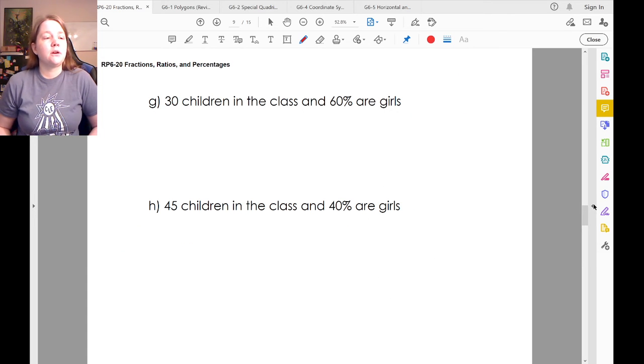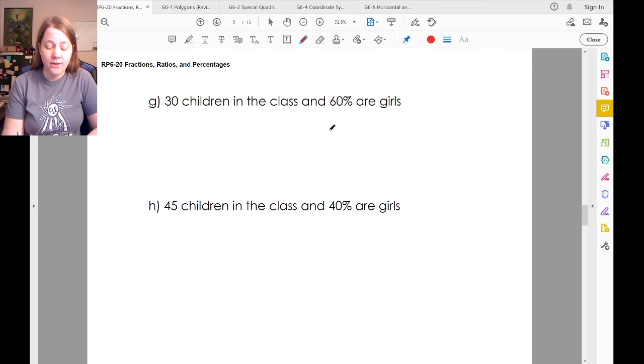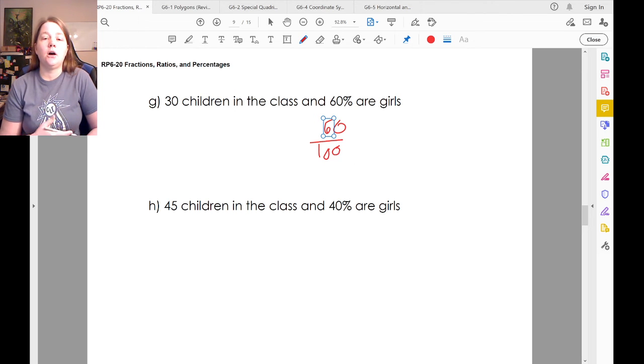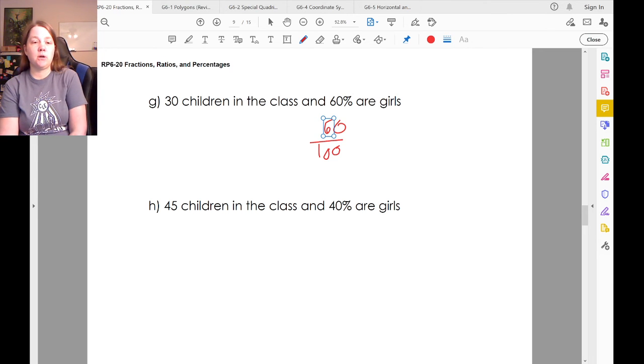Letter G, there are 30 children in the class and 60% of them are girls. So if there are 30 children in the class and 60% of them are girls, well, 60% might be helpful to use as a fraction instead. That tells me 60 over 100. So if there are 100 kids, 60% of them are girls.